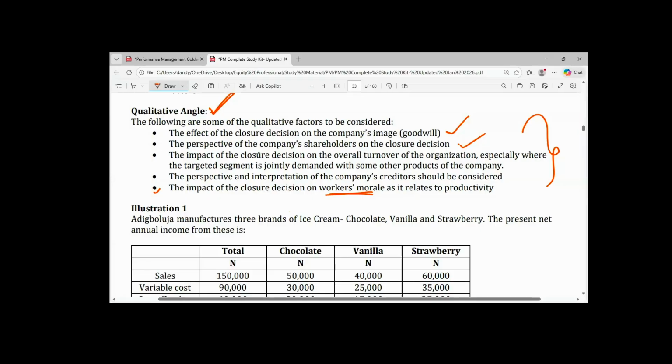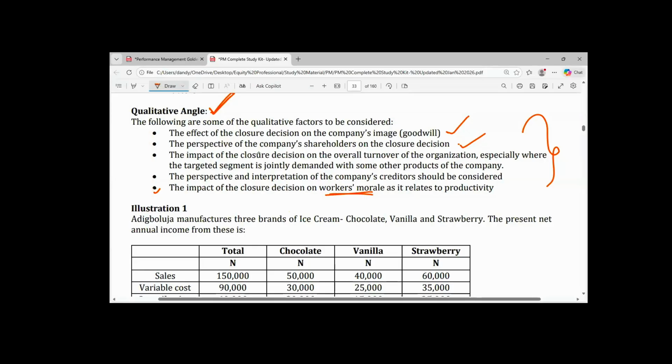Then number 6, another point is that the affected workers on the segments, will they be redeployed or will they be retrenched? If the company is going to redeploy them, is the company going to incur any training or retraining costs? If you are going to retrench them, at what cost? So these are some of the factors we also need to consider.